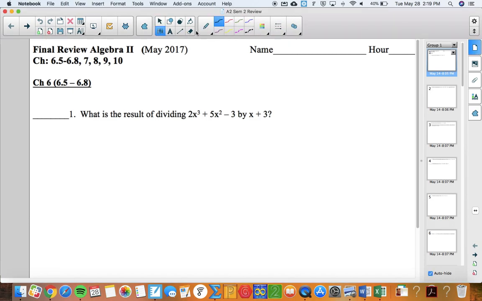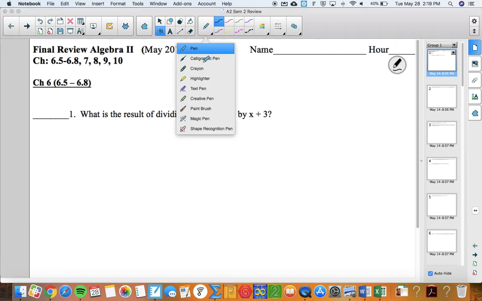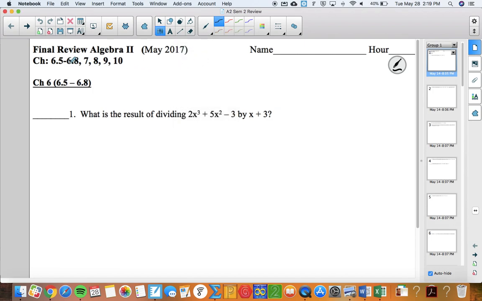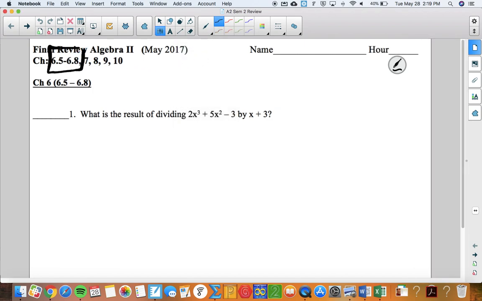Hey, this is your semester 2 algebra 2 review. This is 6.5 to 6.8. Here we go. It says, what are the results of dividing this polynomial by x plus 3?